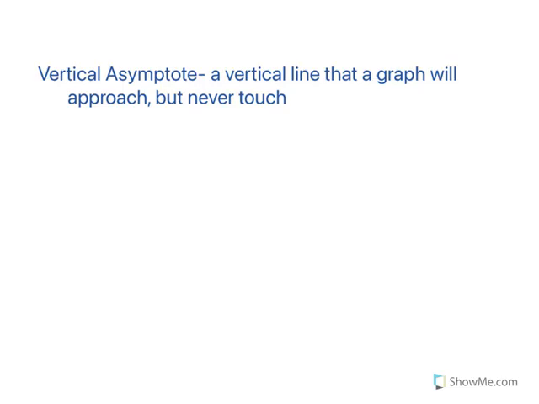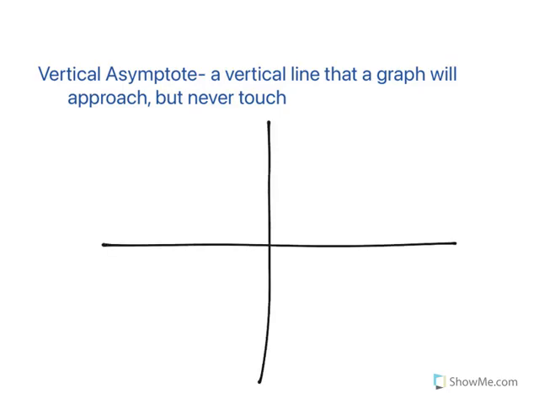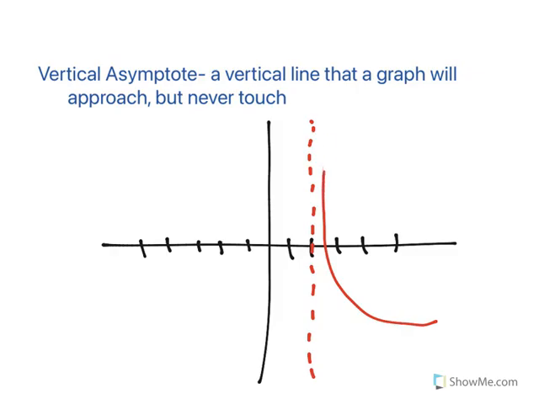Let's talk vertical asymptotes. Now, vertical asymptotes are vertical lines that a graph will approach but never touch. So oftentimes, if we have a graph on a coordinate plane and you see a vertical asymptote, it is usually marked by a dotted line. And so if we were graphing something, it would approach this line but never touch.